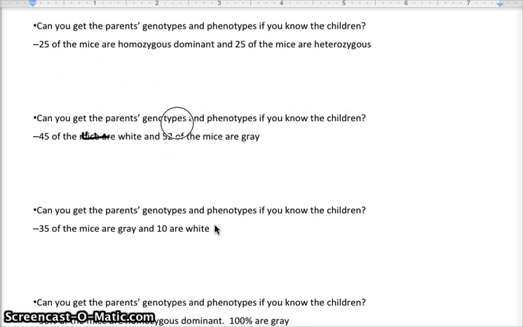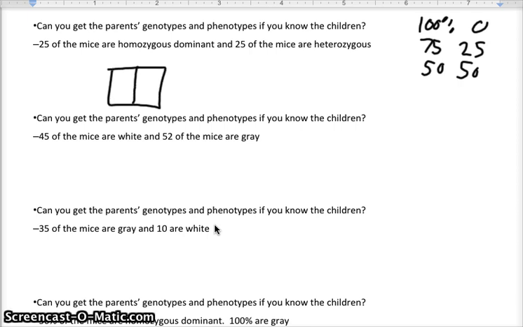Alright, so now, this was a little bit trickier. It says 25 of the mice are homozygous dominant and 25 are heterozygous. Well, this isn't saying 25%, it's saying 25 of the baby mice are that. So we're going to have to figure out what percents these are if they're both 25. Our phenotype percentages are 100 to 0, 75-25, or 50-50. Those are the only percentages you're going to have. So 25 to 25, since these are equal, that's 50-50.